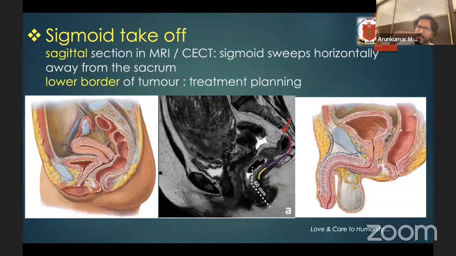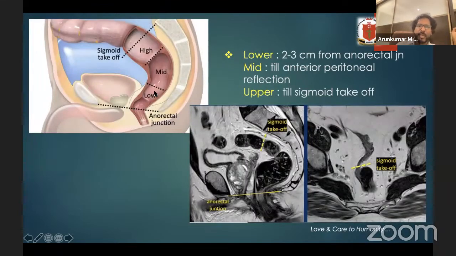We have seen the junction between rectum and anal canal. So these anatomical landmarks are very clear from the preoperative imaging side. And one important point is the lower border of the tumor, especially if it is palpable on digital rectal examination, is an important criterion for treatment planning, not for the terminology of the surgery. So again, this is the lower rectum, mid rectum, high rectum, and the sigmoid takeoff. The lower rectum is practically only 2 to 3 centimeters, because the anal canal is nearly 4 centimeters.